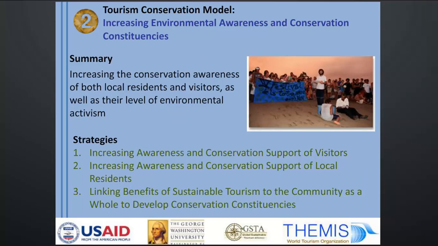The second model is focused on increasing environmental awareness and conservation constituencies. This is focused not only on local residents, as you can see here in the summary, but also on visitors themselves, and trying to take that awareness and turn it into some degree of environmental activism. So the first strategy is focused on increasing the awareness and conservation support of visitors.